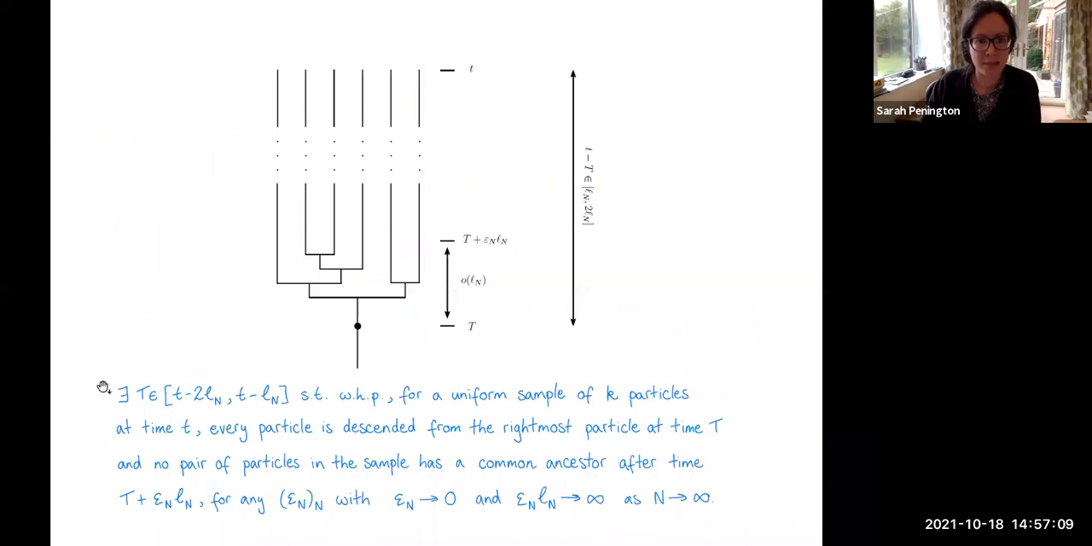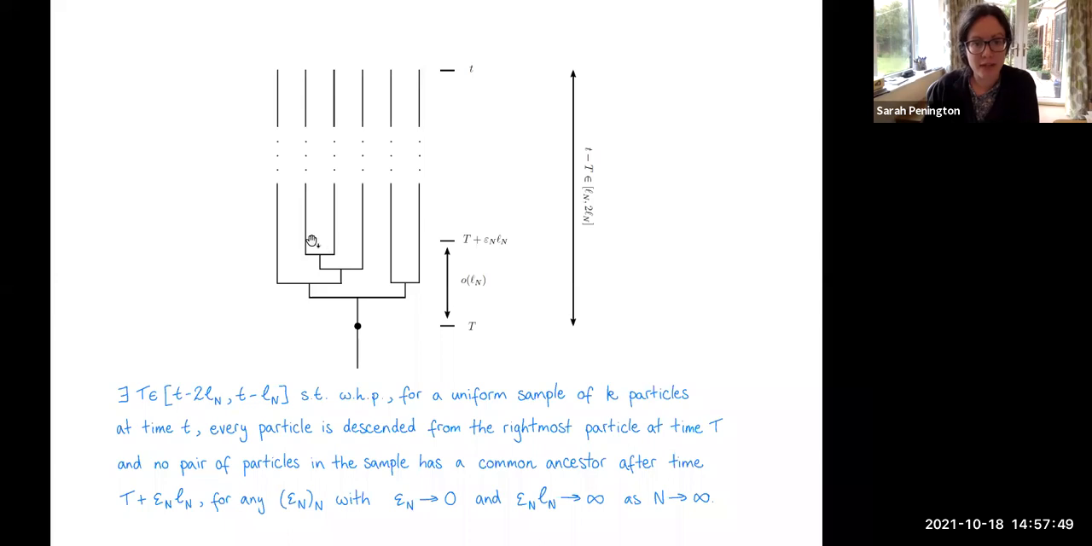So at the bottom of the slide, I'm showing you just the same thing that I said before for the genealogy result. So what the picture is trying to show is, if you had k equals 6 and you sample your 6 particles at time t, then this is tracing their ancestral lineages backwards in time until time capital T, and little t minus capital T is between ln and 2ln. And then we've got this time capital T plus epsilon n times ln. So this difference in time is little o of ln, and this difference in time is order of ln.